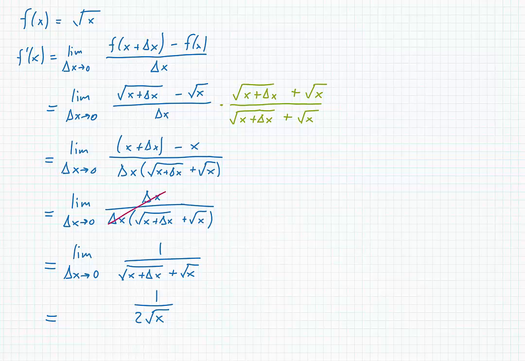The derivative is equal to this expression. So for any point on the curve, any x value in the domain of f, plug it into this derivative function, 1 divided by 2 times the square root of x, and you will get the slope of the tangent line at that point.